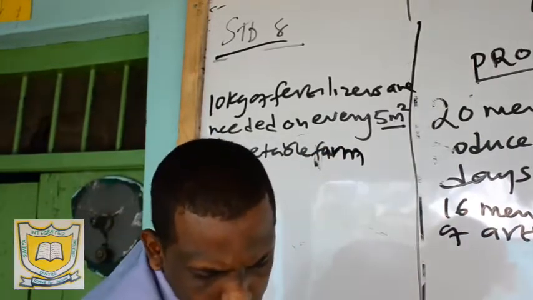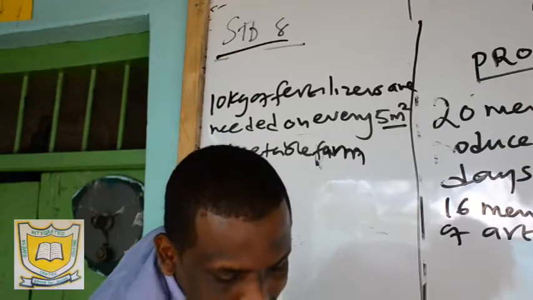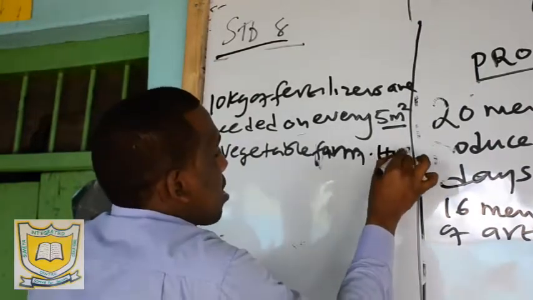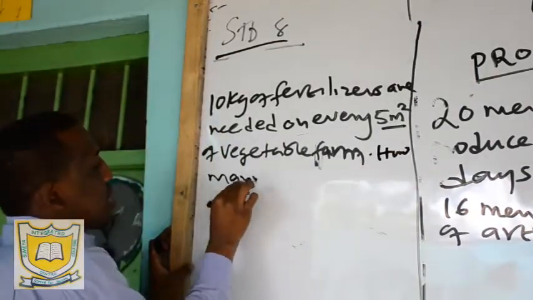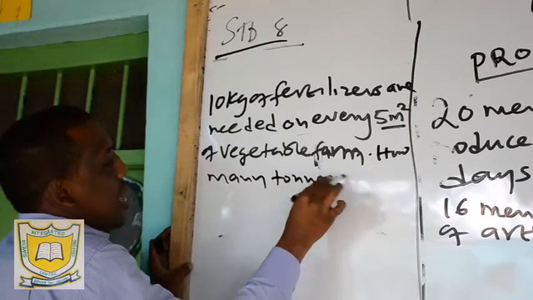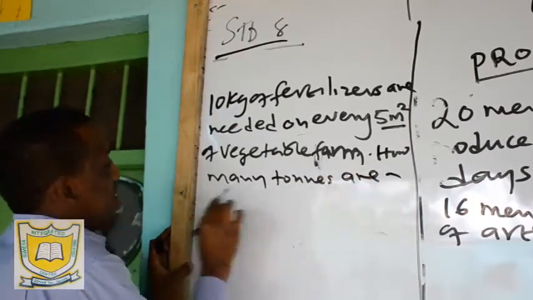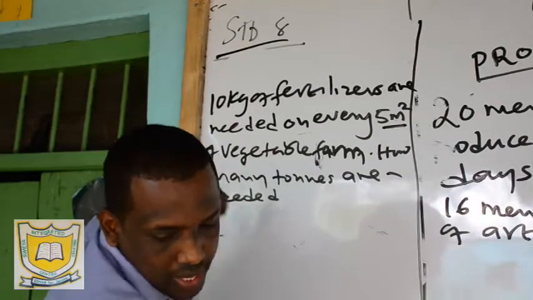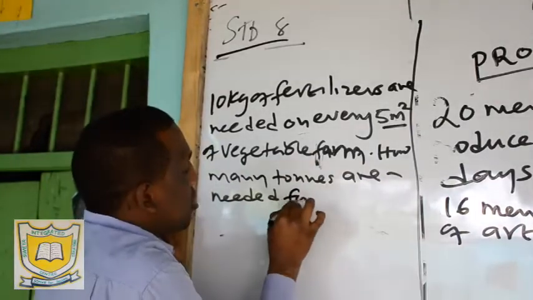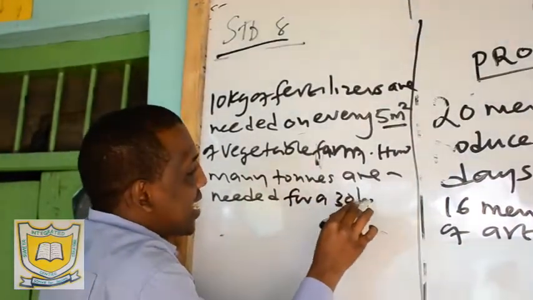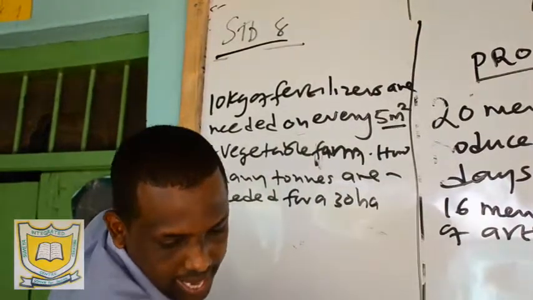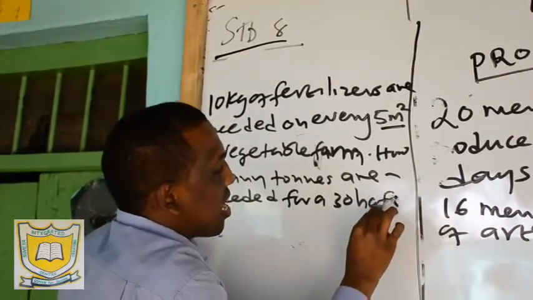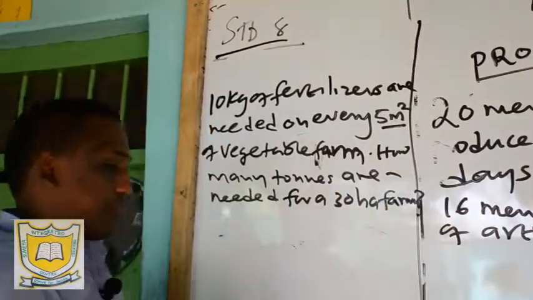Then you are told how many tons are needed. How many tons for 30 hectare? For a 30 hectare farm, question mark.